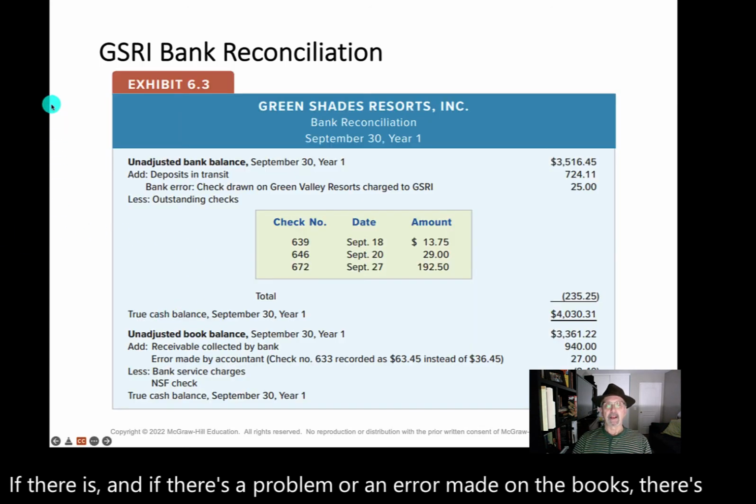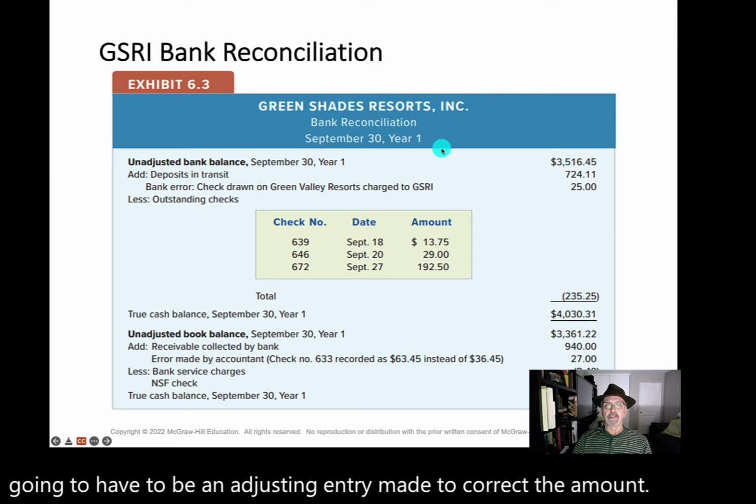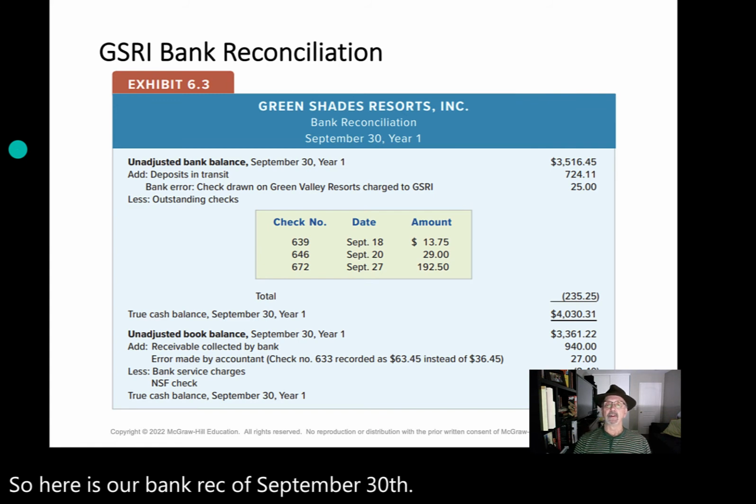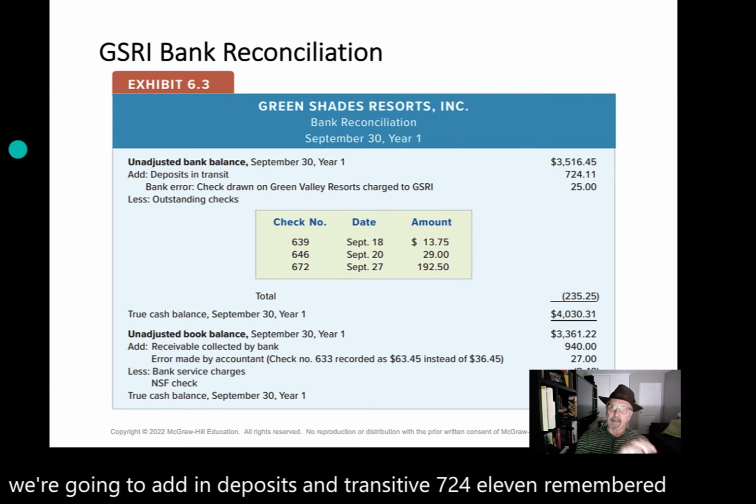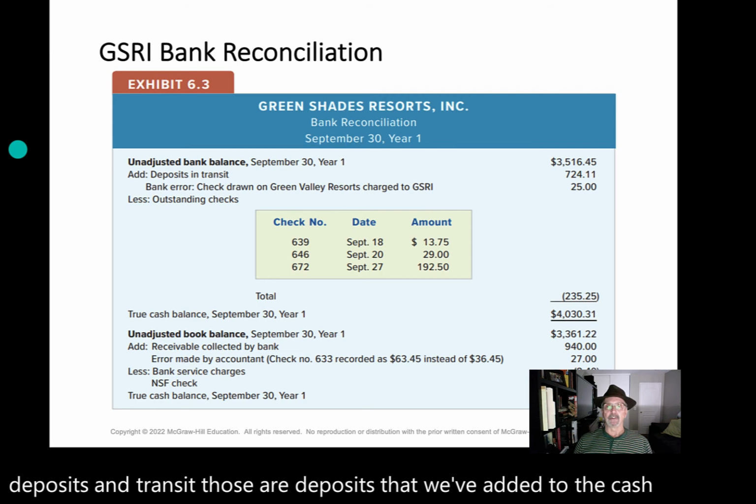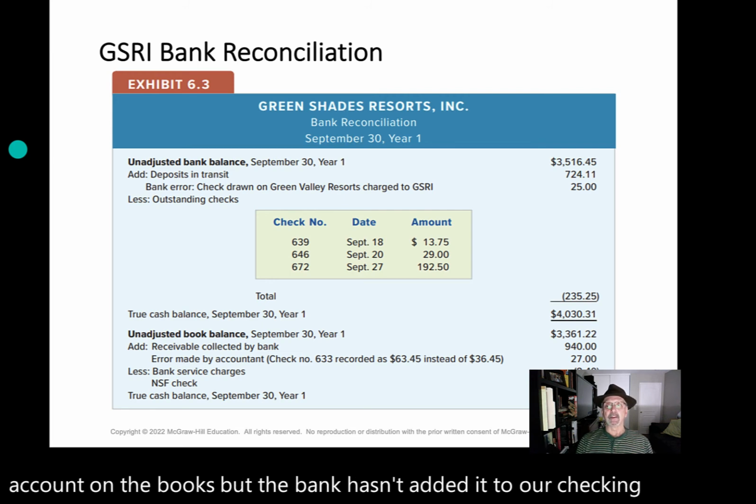So here's our bank rec. As of September 30th, our unadjusted bank balance was $3,516.45. We're going to add in deposits in transit of $724.11. Remember, deposits in transit are deposits that we've added to the cash account on the books, but the bank hasn't added to our checking account yet. It didn't show up on the bank statement.